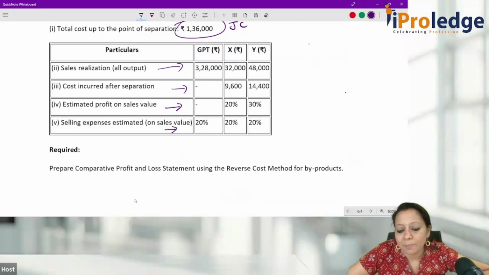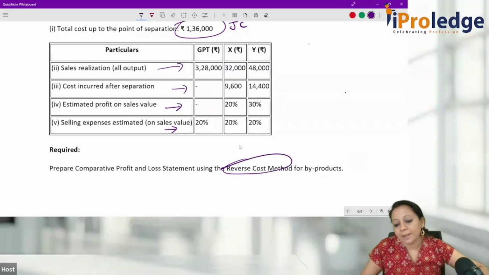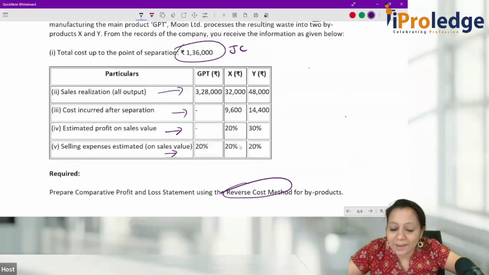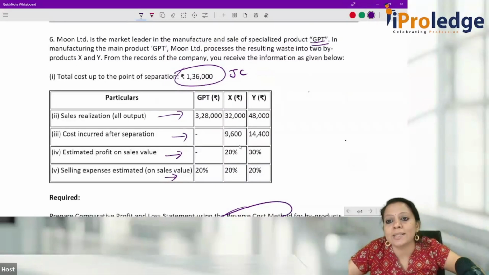Prepare comparative profit and loss using reverse cost method for byproducts. Now, this reverse cost method is not a big method, it is extremely simple. What is it? I will find out the joint cost as a balancing figure. That's all. We have done it in our regular class also. Same thing here also.